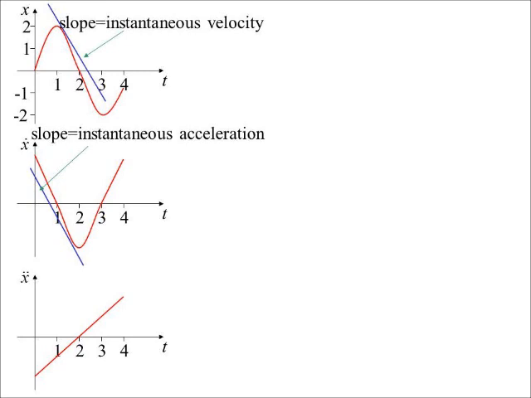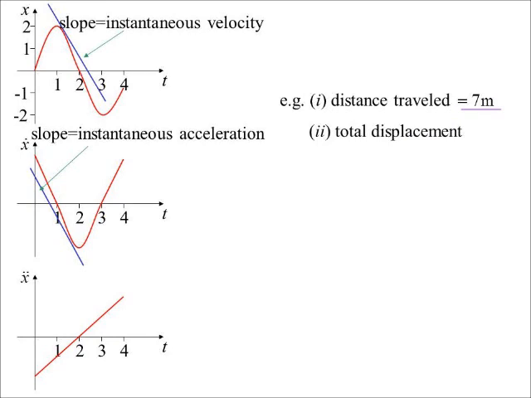Okay, same sort of questions as we saw with the other travel graph. Distance travelled would be 7 metres. I've gone up 2, I've then gone all the way down to -2, and I've gone back up 2, well, that's meant to be -1 there. Total displacement, on the other hand, is -1. I've ended up 1 unit in the negative direction.